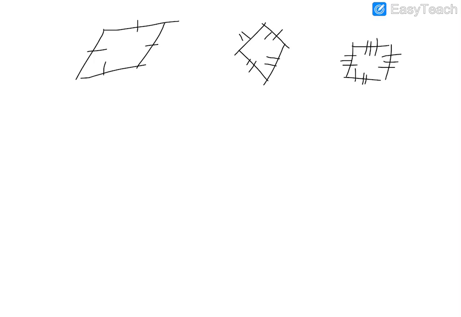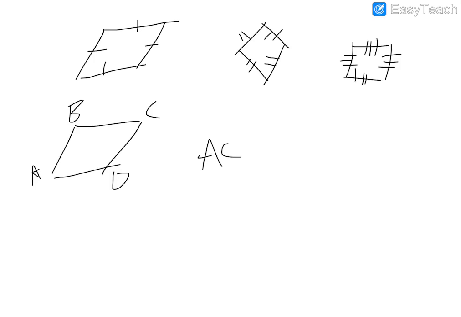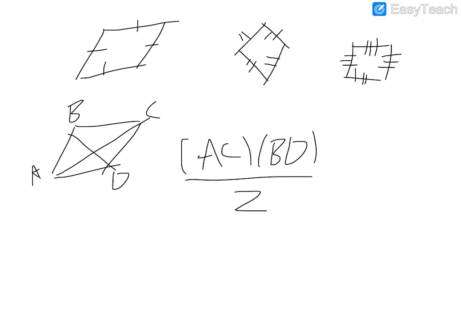And then the area of a rhombus, well, you could just use the formulas for parallelograms, or you can say, if I have a rhombus ABCD, AC times BD over 2, that's also the area. So the two diagonals, basically.